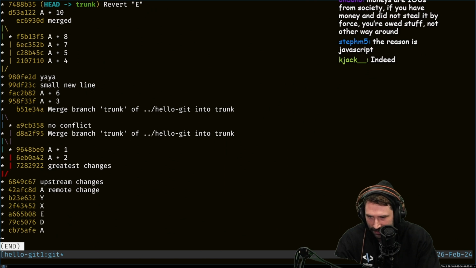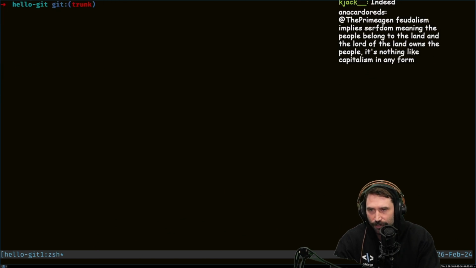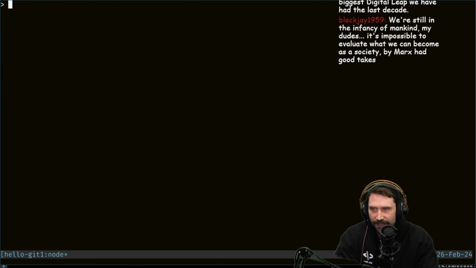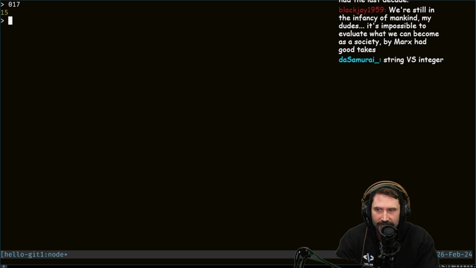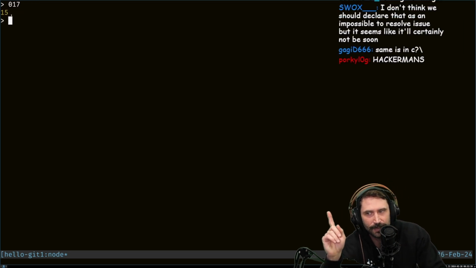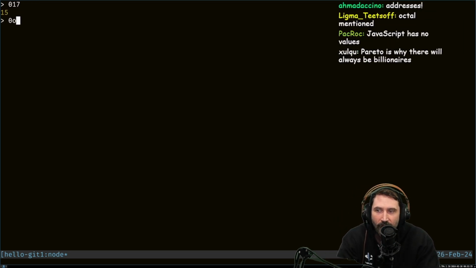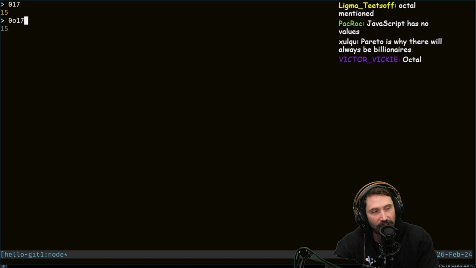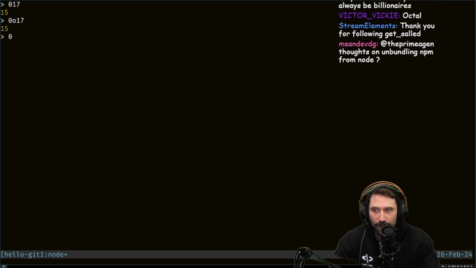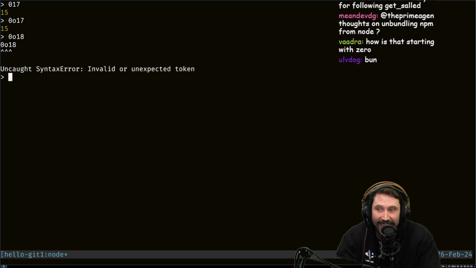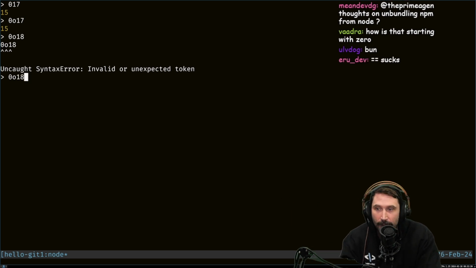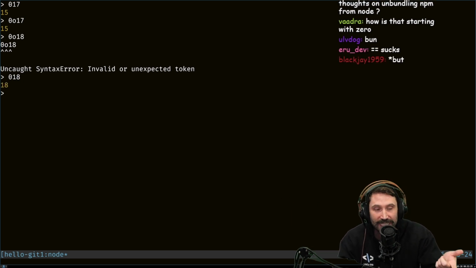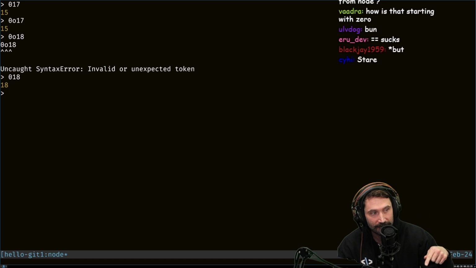So let's just talk about that really quickly. Go right here and go into Node. If you go like this, 017, notice that it prints out the value 15. That's because 017 is short for octal 17, meaning a base of 8. That means octal 18 can't exist, right? That's not a real thing. But 018 gets converted into a decimal if it's 8 or higher.